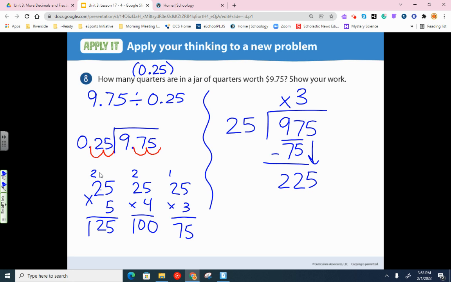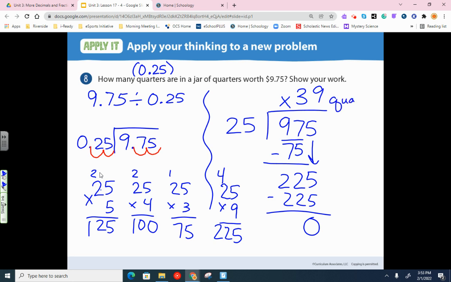I know 25 times 10 is 250. 225 is close to there, so let's try 25 times 9. That gives me 225. And with no remainder, I know that that's it. So I know how many quarters are in the jar? 39 quarters.